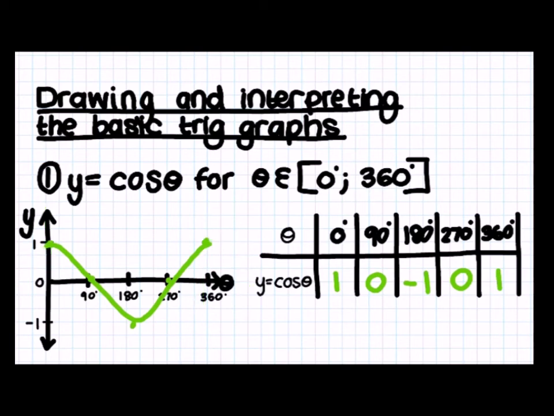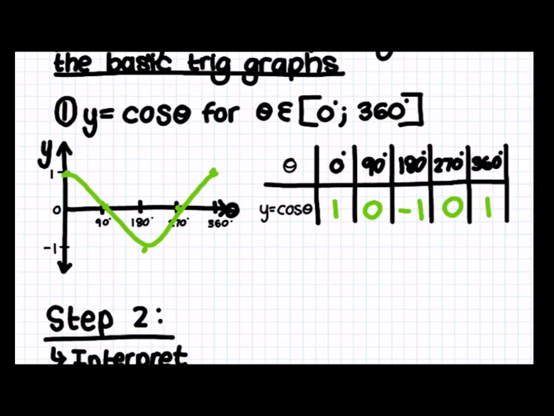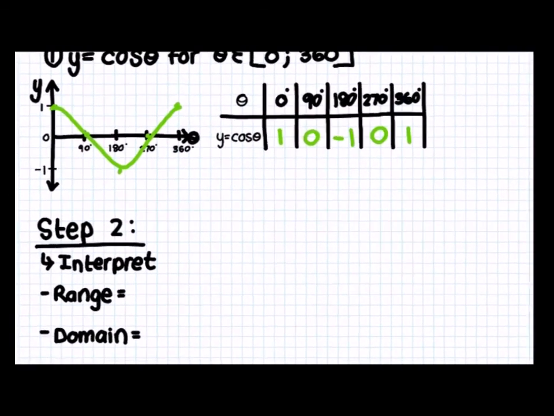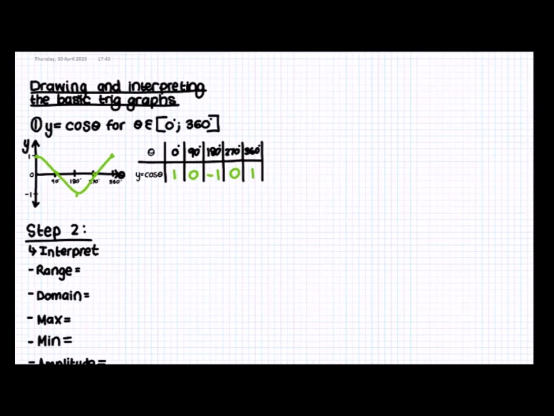Okay, so let's tidy that away. So what we can do now is we can start moving on to the interpretation questions. So the range we're going to see is the same. So it's between -1 and 1, so that's the same as for the sine. The domain, again, is the same between 0 and 360. The max and the min, also, the max is 1, the min is -1. So let's just fill this in.